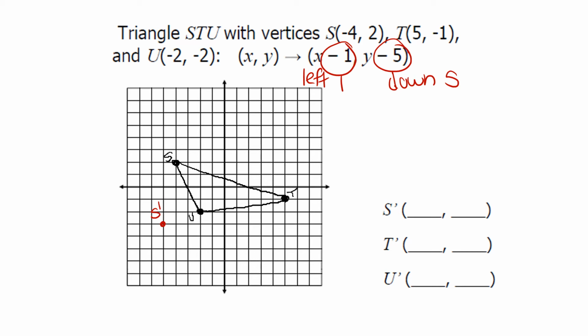T, again, we go left 1 and then down 5, and label it T prime. And point U, going left 1, we go down 5, labeling that U prime. Go ahead and connect your dots, and you end up with the same triangle that has been shifted left 1 and down 5. For our new points, our new coordinates, S is at -5, -3. T is at 4, 6. and U is at -3, -7.